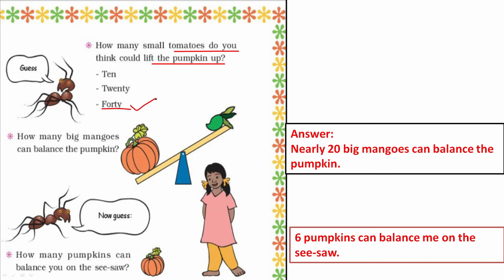40 small tomatoes will lift the pumpkin. How many big mangoes can balance the pumpkin? 20 big mangoes can balance the pumpkin. How many pumpkins can balance you on the seesaw? 6 pumpkins can balance me on the seesaw. This is a seesaw.